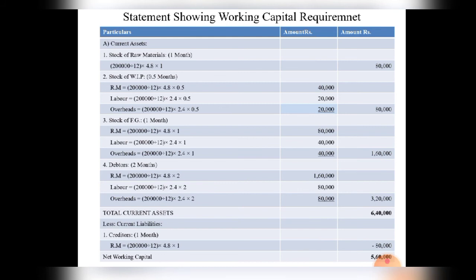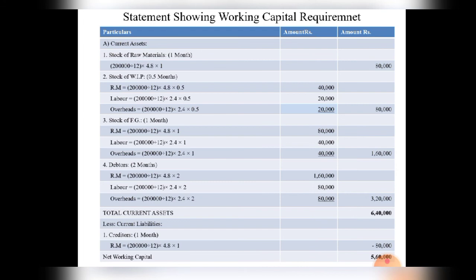Labor, 2 lakh annual production divided by 12 months in a year into 2.4 is the per unit cost of labor into 2 months. So that comes to 80,000 rupees. Overheads, 2 lakh annual production divided by 12 months into 2.4 per unit cost of overheads into 2 months. So that comes to rupees 80,000. So again we take the totals of raw material, labor, overheads, 1,60,000 plus 80,000 plus 80,000, and that will go to the outer column, 3,20,000. Now we have done with all the current assets from the information given in the example.